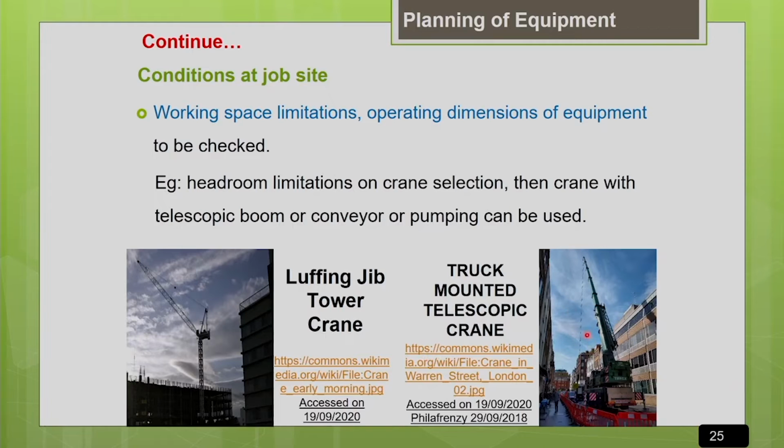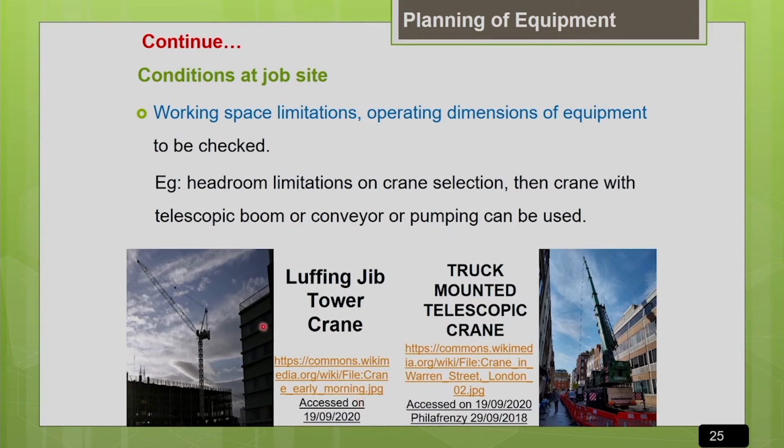Coming to this truck mounted telescopic crane, you can see it is just like a telescope. You can extend or retract the length of the boom of the crane according to your requirement. So in congested sites, these kinds of cranes will be very helpful compared to a fixed horizontal boom crane. According to your space limitation, you have to make the selection.